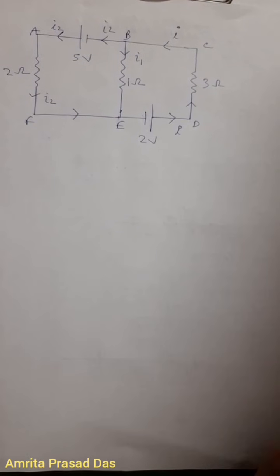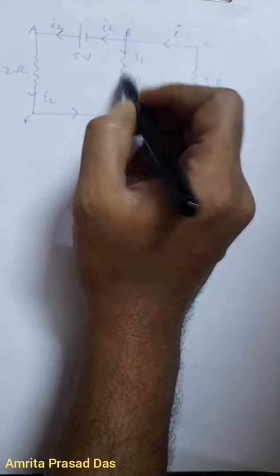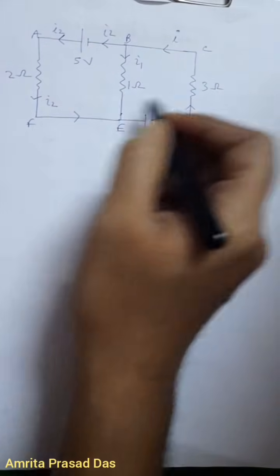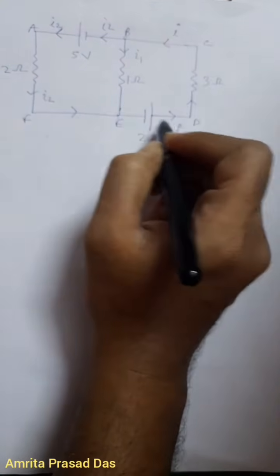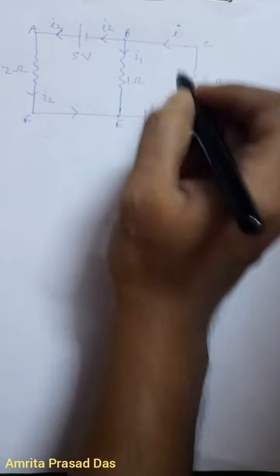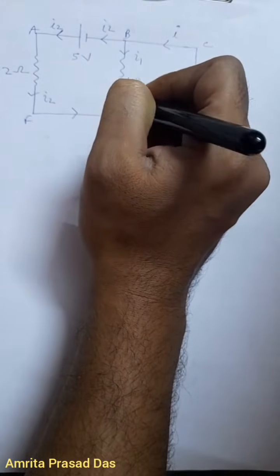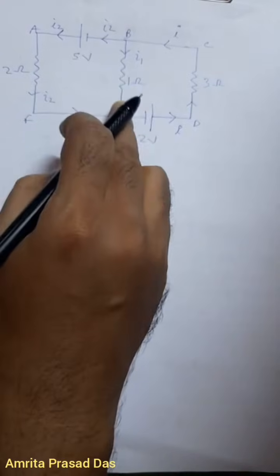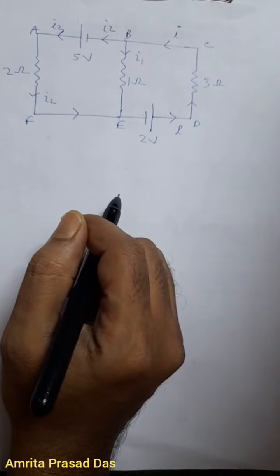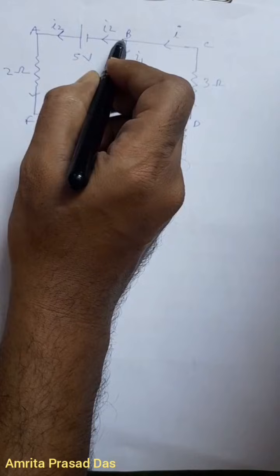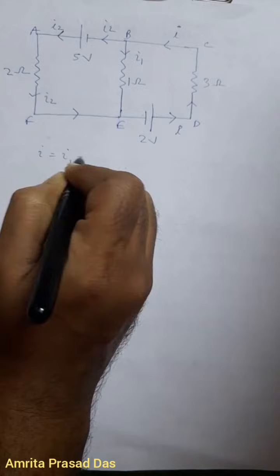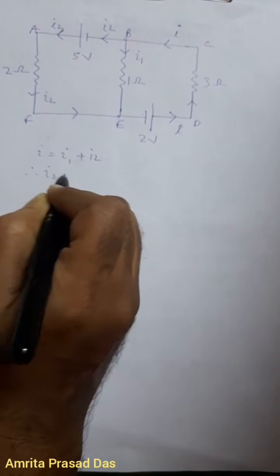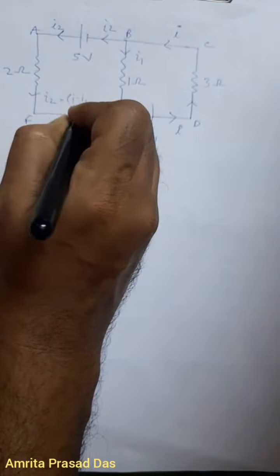Now what will happen if you consider the current in some other way? Suppose this is also logical, that I current is flowing in this branch, I1 in this branch in opposite direction as we considered in the previous case, and I2 in this direction. According to KCL, I must be equal to I1 plus I2. Therefore obviously I2 is equal to I minus I1.